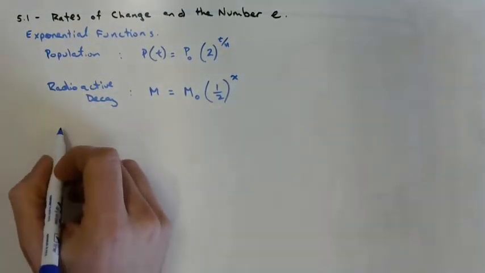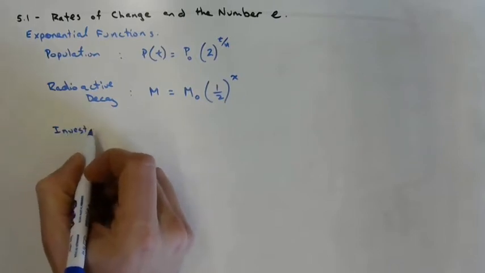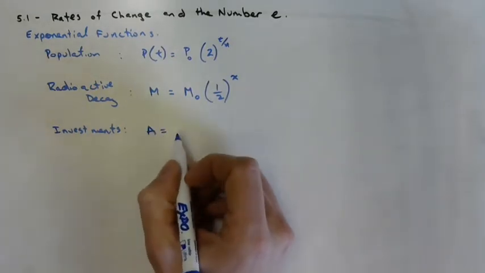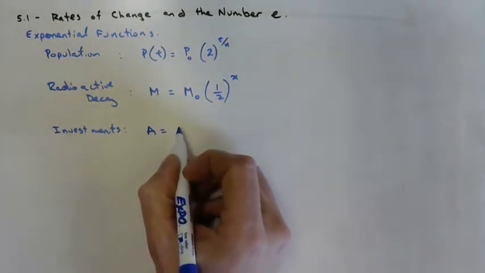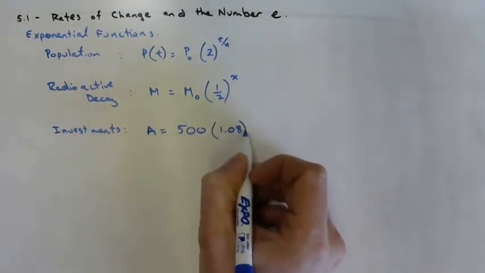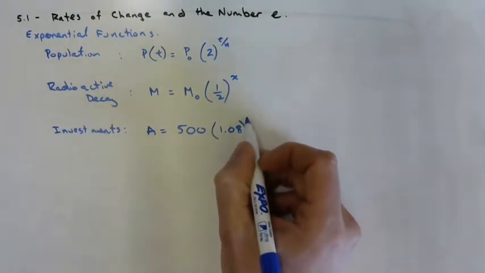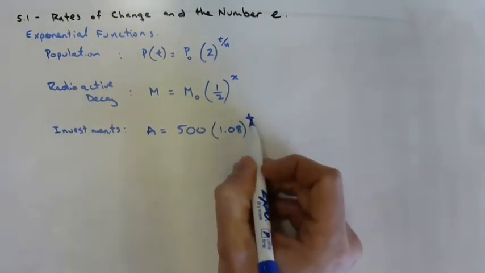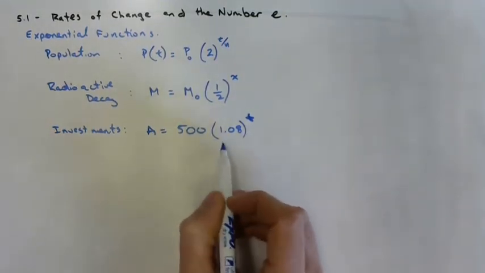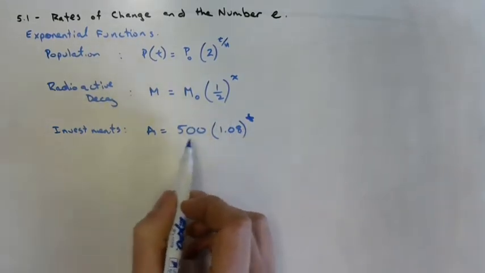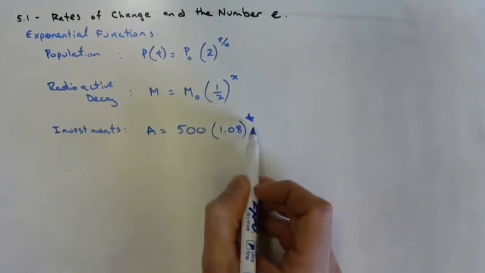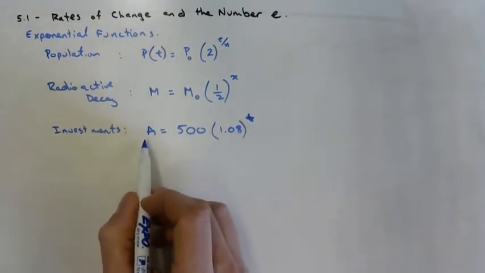Another example would be investments. Investments can typically be modeled using an exponential function. So let's say you invested $500 and you're earning 8% on that $500 year over year. Then after 1 year, you'll have 500 times 1.08. After 2 years, you'll have 2 factors of 1.08. And so this is exponential, and the amount that you have after a certain number of years will fill in the blank here.